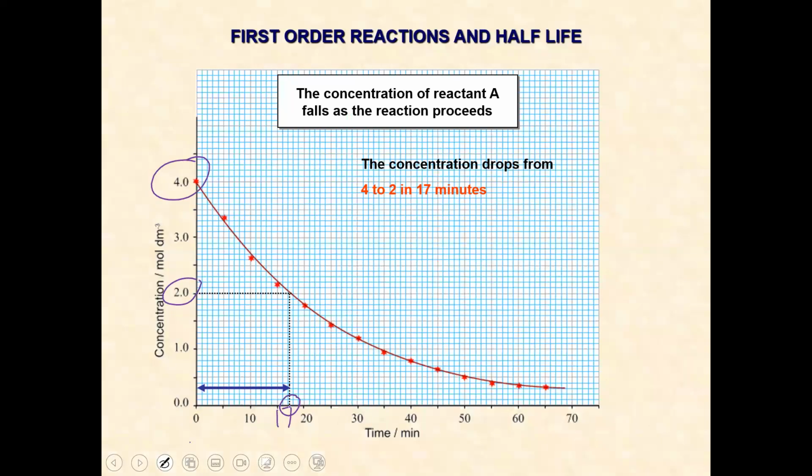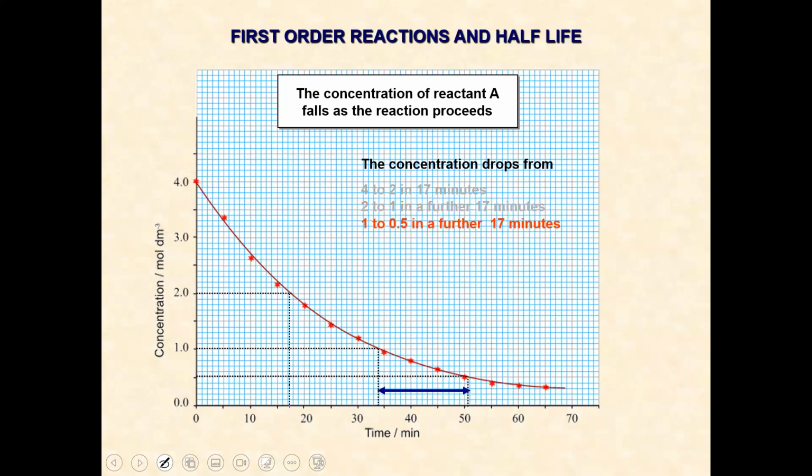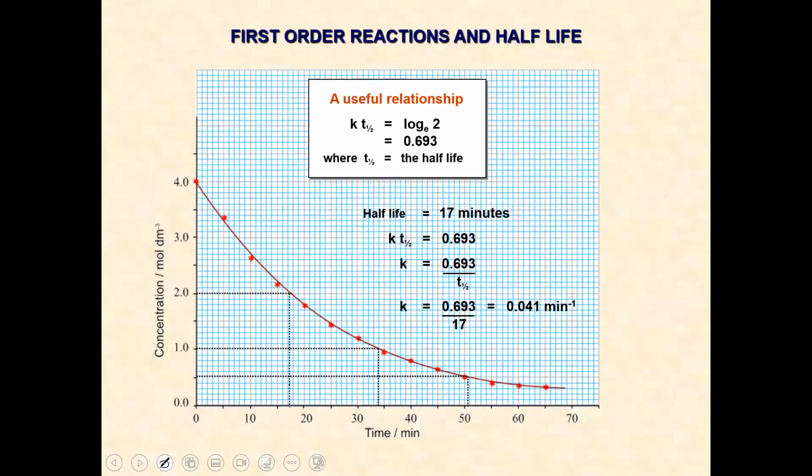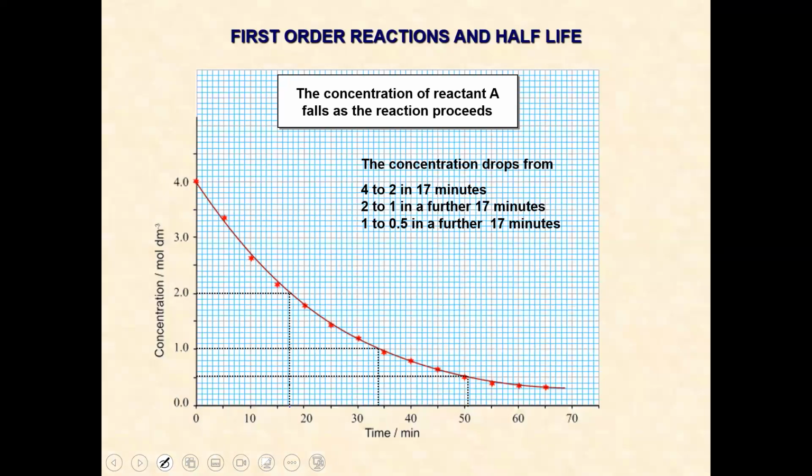This is the first order, and look at the time. Half-life is constant, half-life is not changing. This is a special feature of a first order reaction. Half-life is constant. So when you take the first order, you can read it from the graph, like this is a graph.